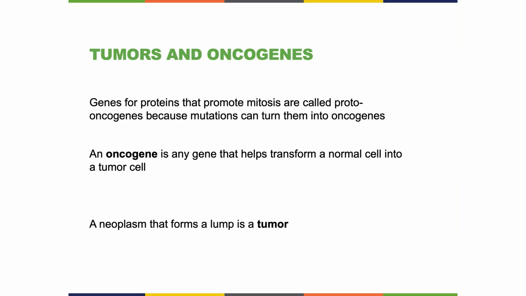They're called proto-oncogenes because a mutation can turn them into straight-on oncogenes. Oncology is the study of cancer, and so an oncogene is any gene that can help cause a normal cell to become a tumor cell. Okay, and a neoplasm that forms a lump is a tumor.